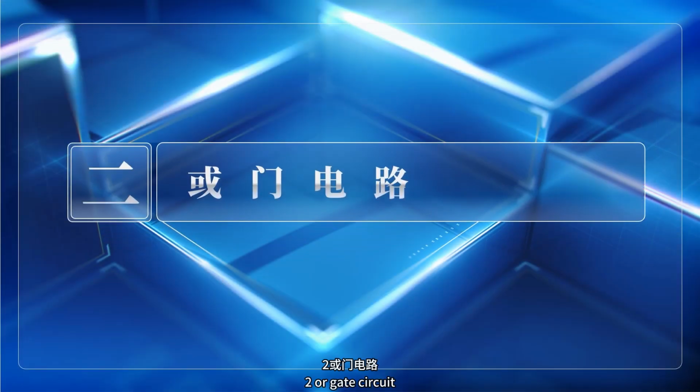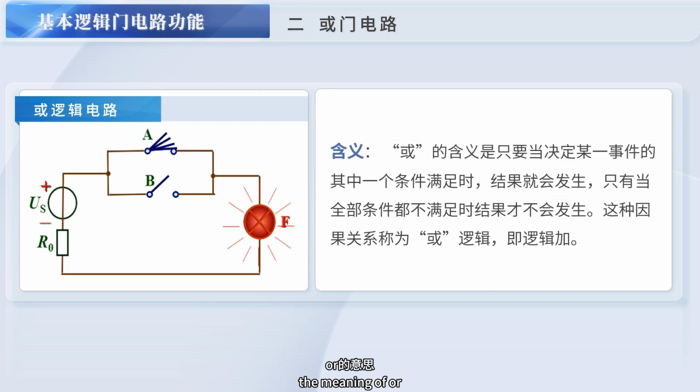Two, OR gate circuit. Next, let's look at the OR gate circuit. The meaning of OR: as long as one of the conditions that determine a certain event is satisfied, the result will occur. Only when all conditions are not satisfied will the result not occur. This causal relationship is called OR logic, logical addition.